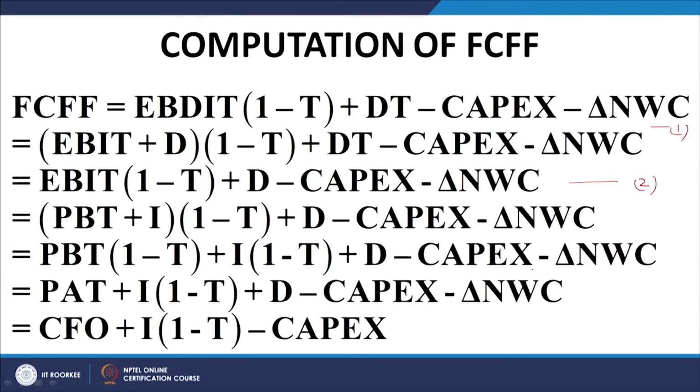So, on that basis we get the second formula. This is formula number 1, the first one, then this is formula number 2, then noting that EBIT is nothing but PBT plus interest, we get formula number 3, and then knowing that PAT is nothing but PBT into 1 minus T, we get formula number 4, and then formula number 5 represents the same in terms of the cash from operations. CFO is the cash from operations.